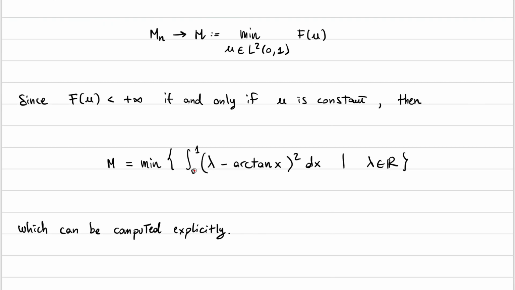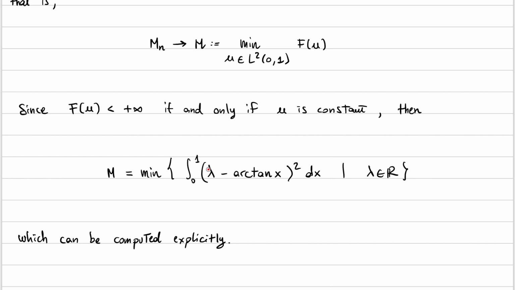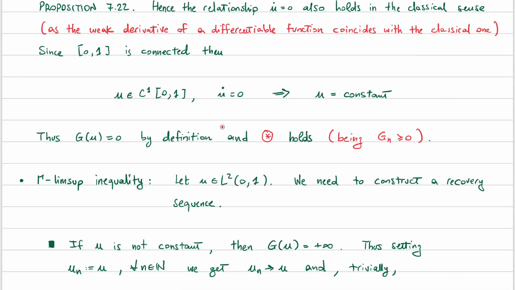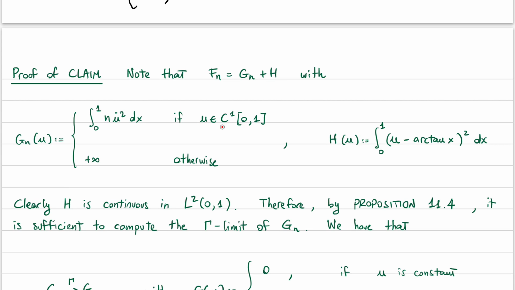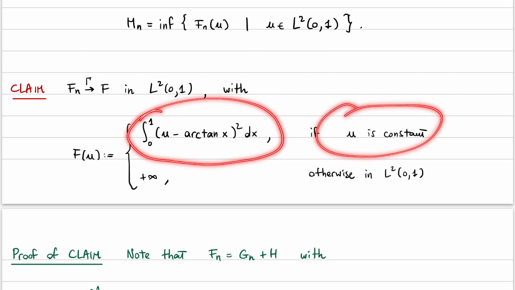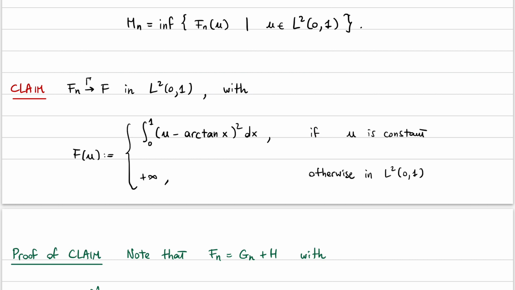And now remember the definition of F of u. Let's go back to the definition. Yeah, so F of u is this here. It is plus infinity if u is not constant, and it is this quantity if u is constant. So in particular, if you look for a minimum of this problem, you know that the minimum exists because this is a gamma limit, and theorem 11.12 guarantees that gamma limits always have a minimum. Then the minimum must be among the functions which are constant.